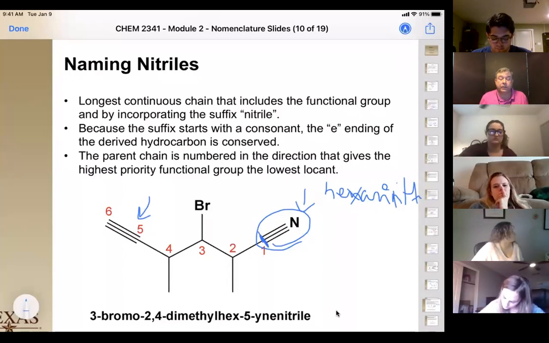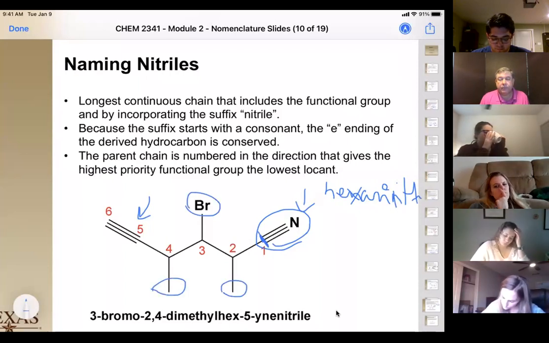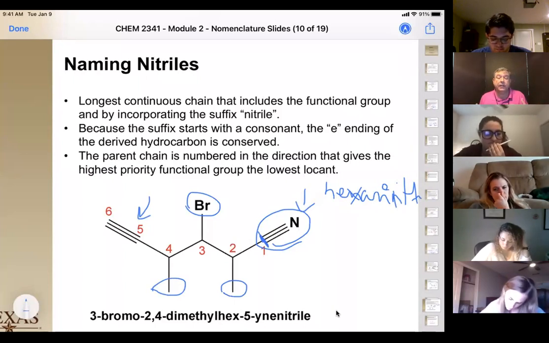Now we locate all our other substituents. We have 2 methyl groups at 2 and 4, and we have a bromine at 3. So alphabetize that: 3-bromo-2,4-dimethylhex-5-ynenitrile.